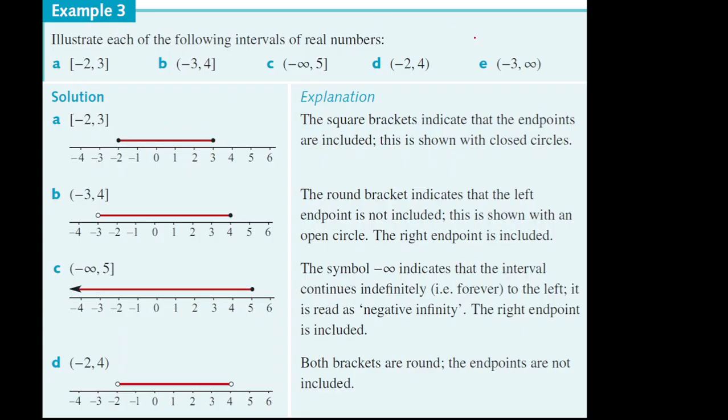Here you will have different types of intervals, and you will have to annotate on the number line. The endpoint, when it is included, will be a full dot or a closed circle, and it will be an open circle if it is excluded. If you have an infinity on the left-hand side, you would just use an arrow notation.